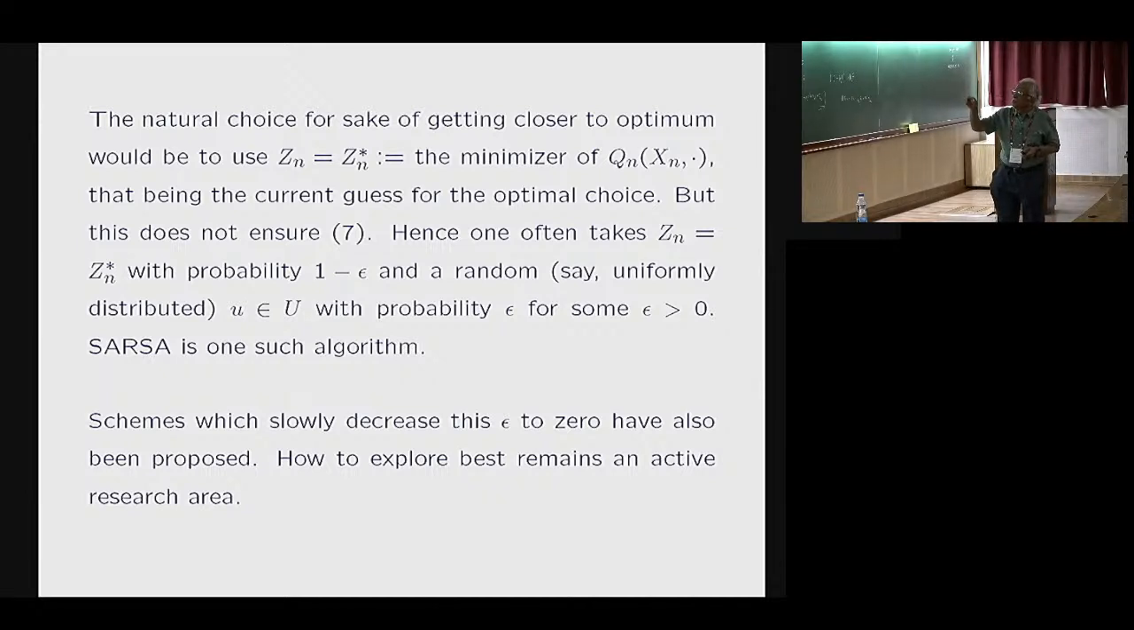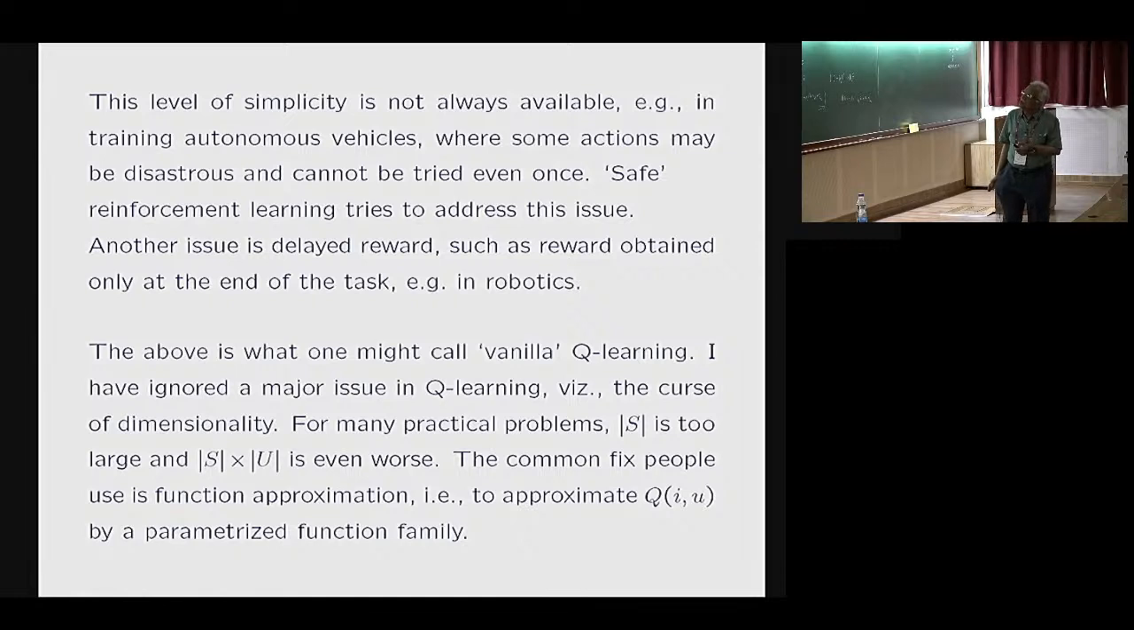But I think this is not a complete solution in every situation, because there can be problems. They have given 2 examples. There's something called safe reinforcement learning, where some mistakes can be disastrous. This is particularly true in autonomous vehicles. You make one wrong guess, you can crash.